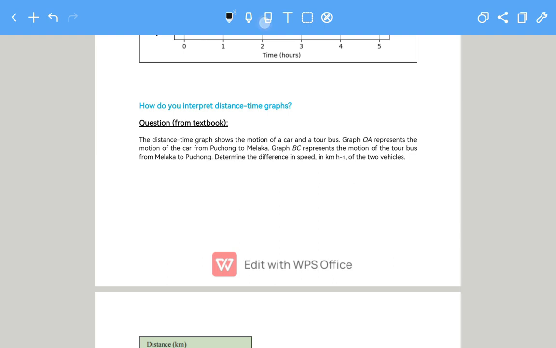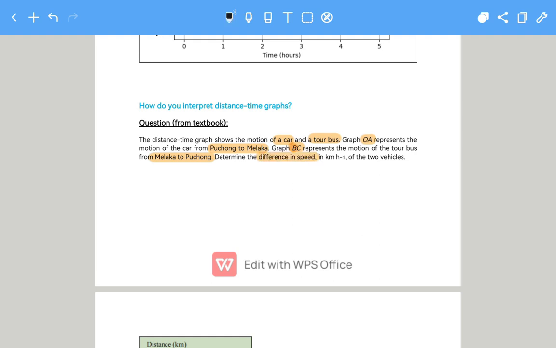So next, this is a question from the textbook. The distance-time graph shows the motion of a car and a tour bus. So we know that there are two vehicles: one is a car, one is a tour bus. Graph OA represents the motion from Puchong to Malacca, and graph BC represents Malacca to Puchong. Then what is question 1? Determine the difference in speed in kilometers per hour.